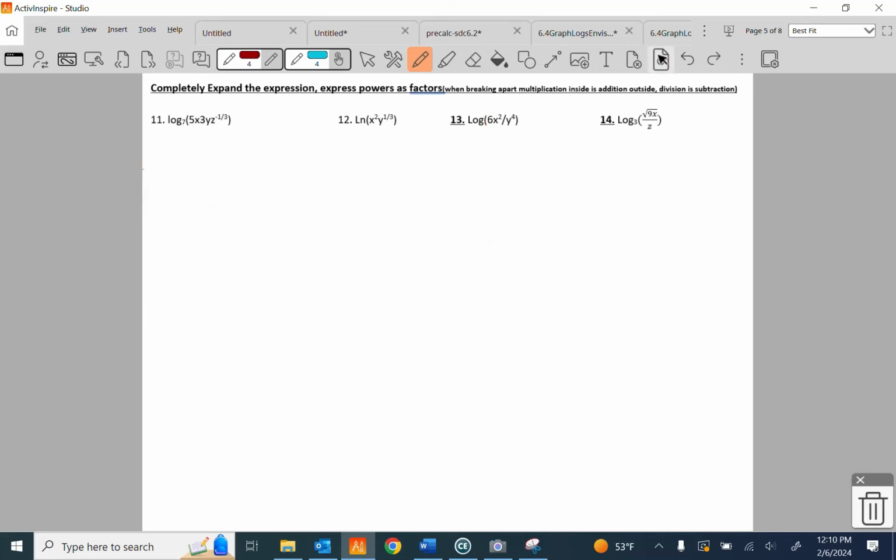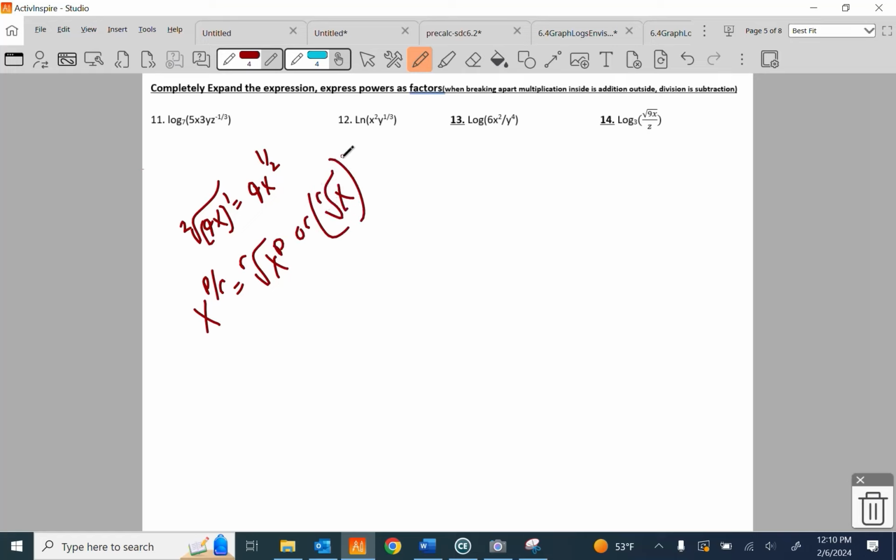14 is log base 3 of the square root of 9x over z. The same rules apply. You do need to understand that a root of 9x is, and think about this, the understood 2, all to the first, so 9x to the 1/2. Because remember your x to the p over r notation: x to the power of p over r is the rth root of x to the p, or the rth root of x all to the p. So that's a kicker on this one. And I need parentheses there. Don't forget to wrap.